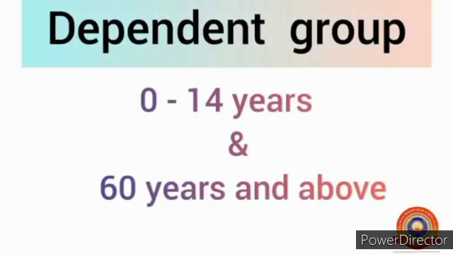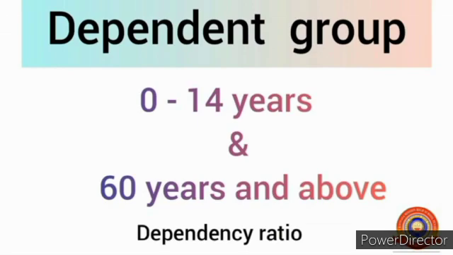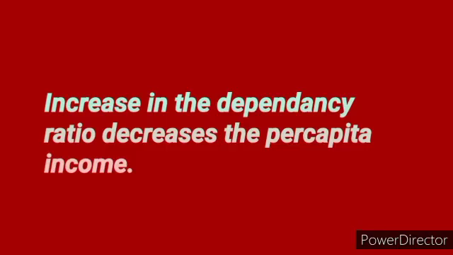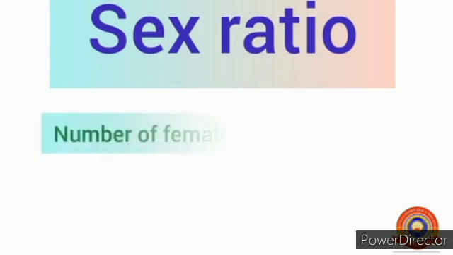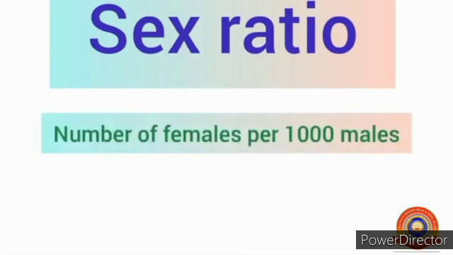The age groups between 0 and 14 years and 60 years and above are included in the dependent group. Their proportion in total population is known as dependency ratio. This group depends on the working force of a country. An increase in the dependency ratio decreases the per capita income. Along with it, the sex ratio plays an important role in determining the human resource of a country. Sex ratio is the number of females per 1000 males.